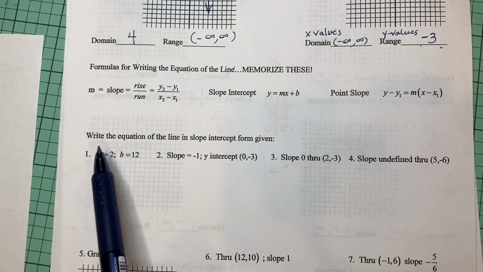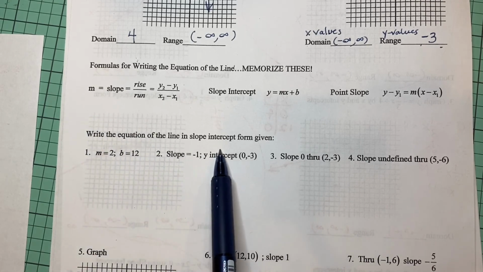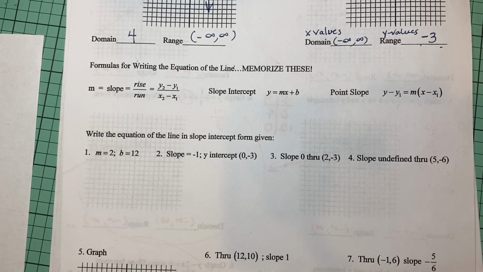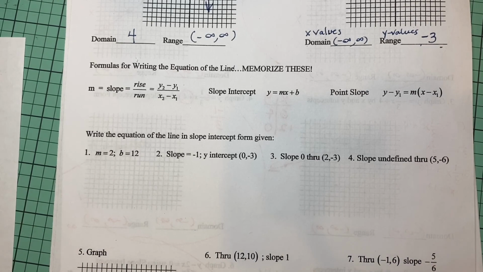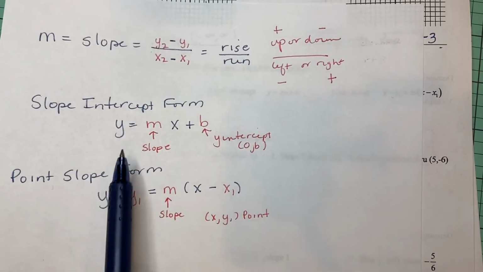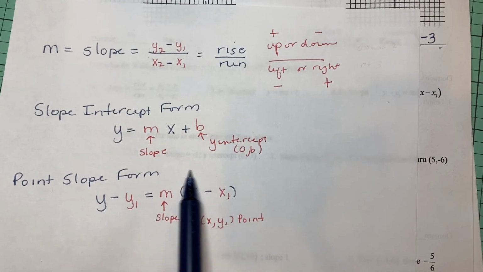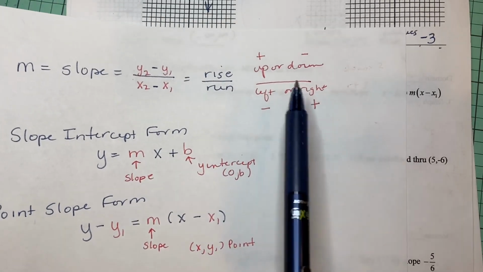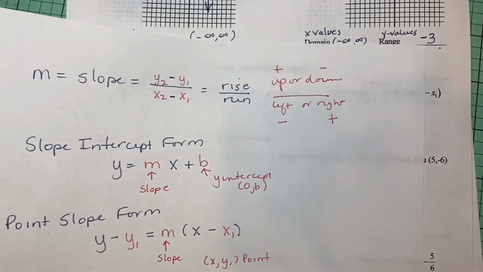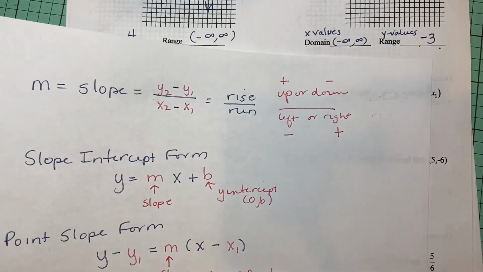Now all our directions today are going to ask you to write the equation of the line in the form given. Write the equation of the line in slope-intercept form, given these different things. What slope-intercept form looks like is y equals mx plus b. We just want it to look like this form. And we're going to have to use all three of these formulas depending on what they give you.